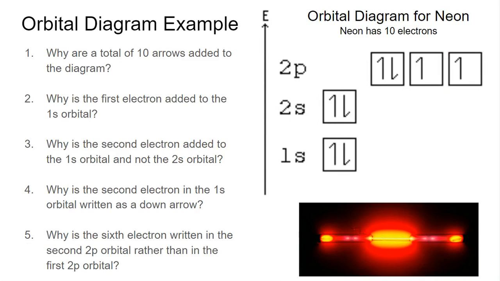Here's an example of an orbital diagram being filled out. Here's the beginning. So then we go to the 2s and then the 2p. There's a series of questions that go along with this. So again, here's the beginning.